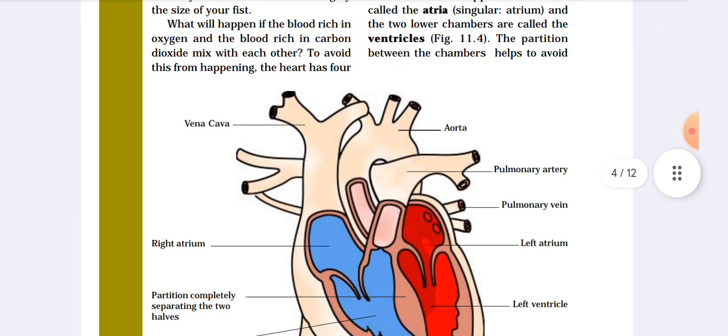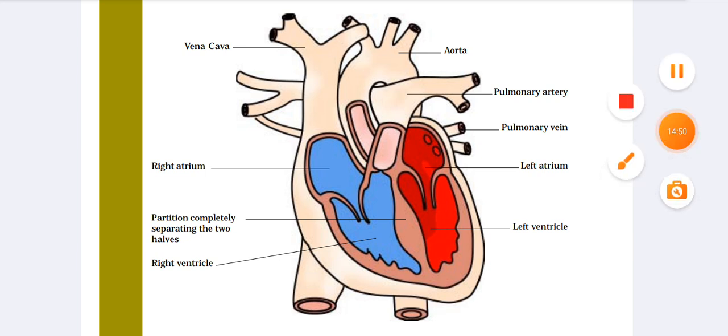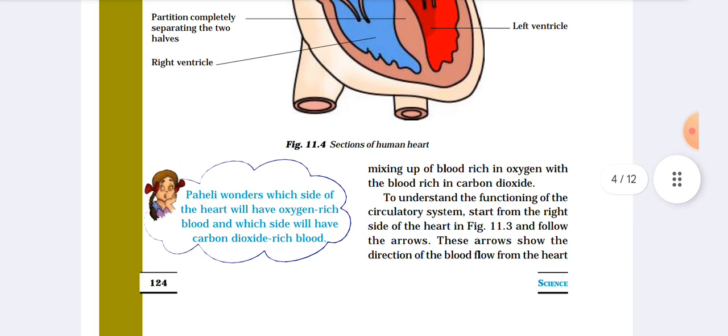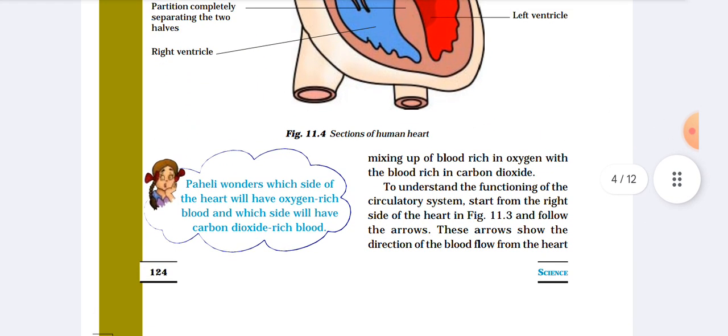What is vena cava and aorta? Vena cava is the main vein and aorta is the main artery. This is easy to remember as vein consists of V and the first letter of vena cava is always V. Same with aorta.